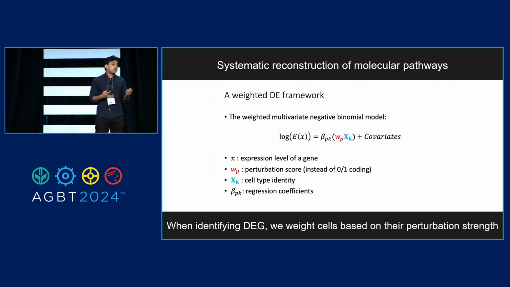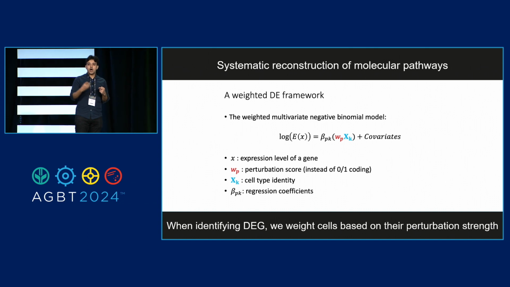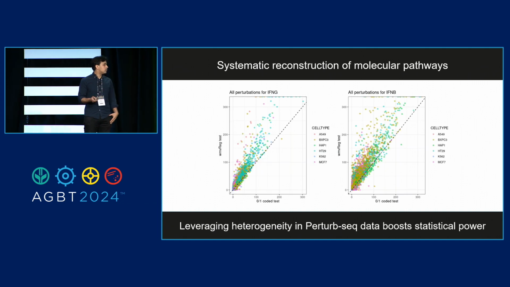And the reason why that's valuable is if we know how well the knockdown worked in each cell, we can actually use that information going forward when we do differential expression. And so we introduce a weighted differential expression framework where cells that had a stronger knockdown contribute more to the downstream analysis, and cells where the knockdown was weaker contribute less. And it turns out that when we use this differential expression framework, that strongly boosts our statistical power and our ability to discover differentially expressed genes by about 30%.